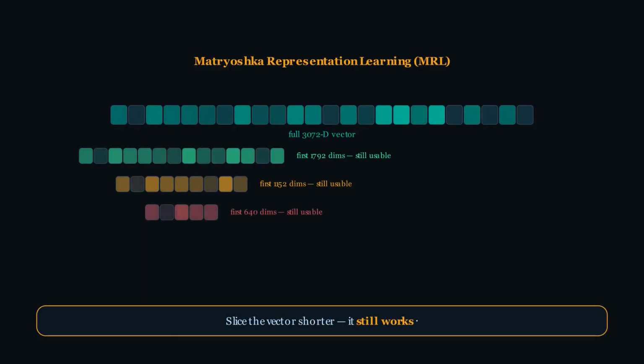Matryoshka representation learning trains a single model so that truncated prefixes of its output vector remain useful on their own. Like nested Russian dolls, a developer can slice a 3072-dimension vector down to just a few hundred dimensions, dramatically cutting storage costs, while barely losing any retrieval accuracy.